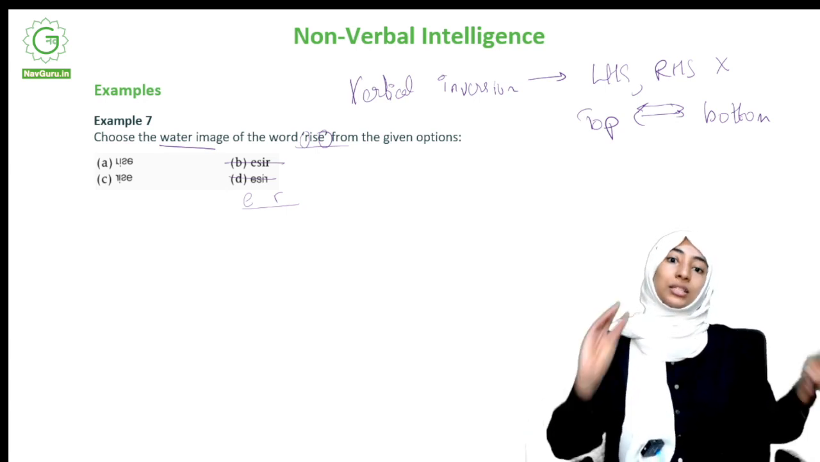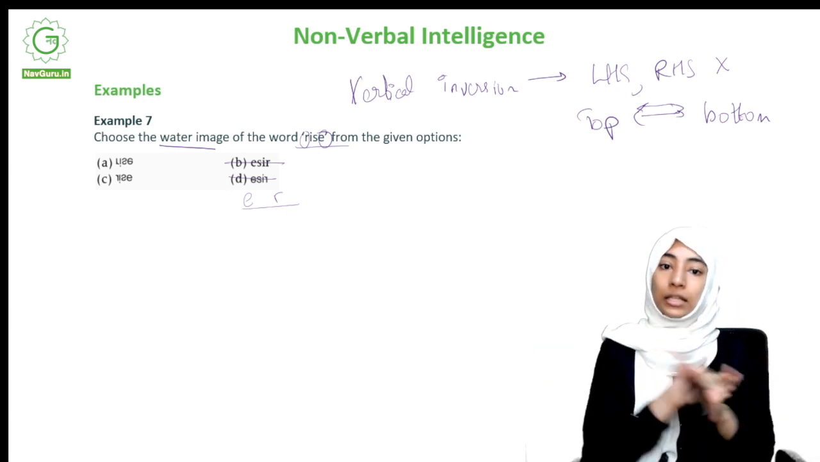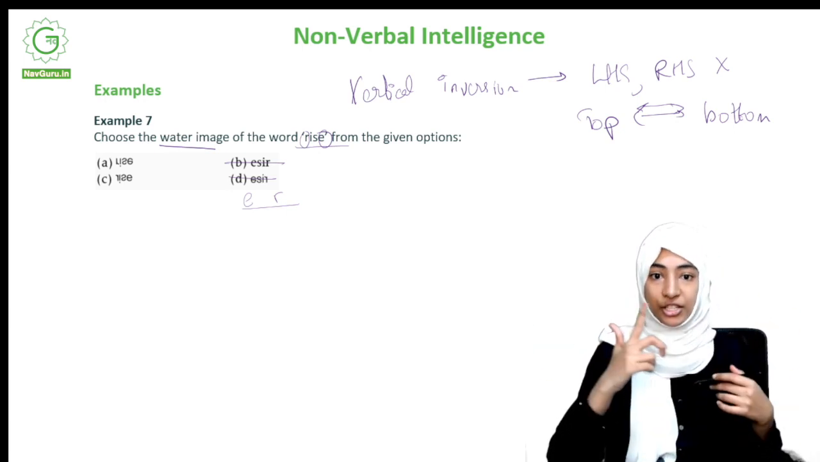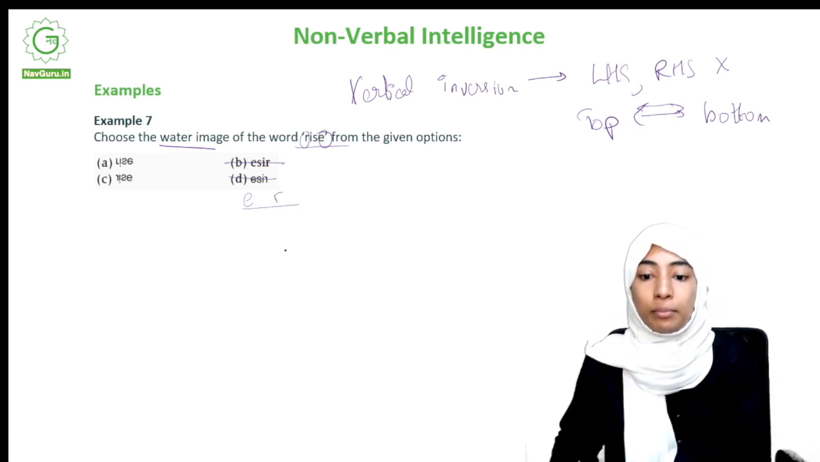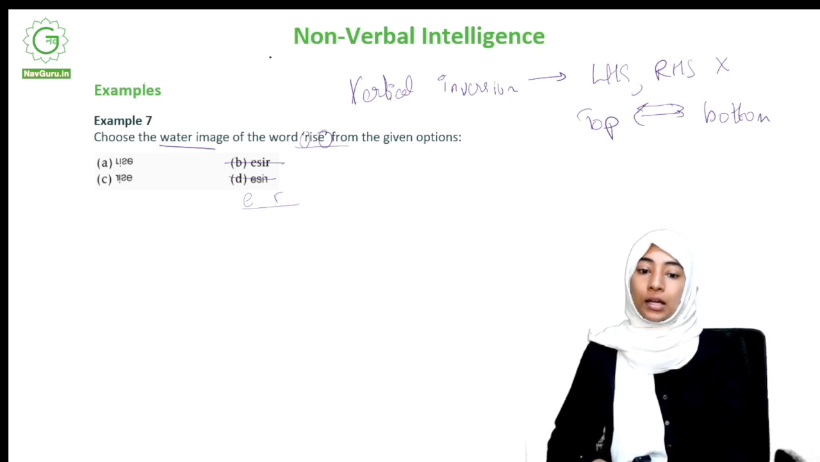So in a mirror image, the left hand and the right hand side are the opposites. The top and bottom remain the same. For water image, the top and bottom change and the left and the right remain the same. Okay. So it's not B or D. Now we need to choose between A and C. Okay. So let's take a good look at this.